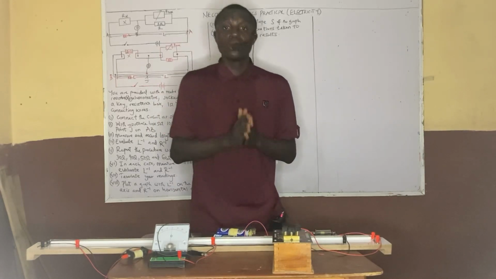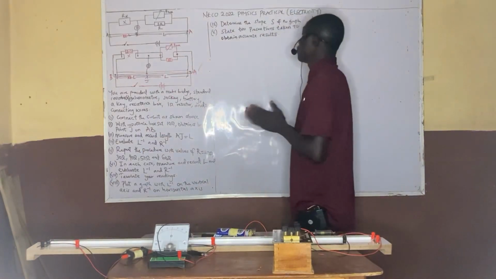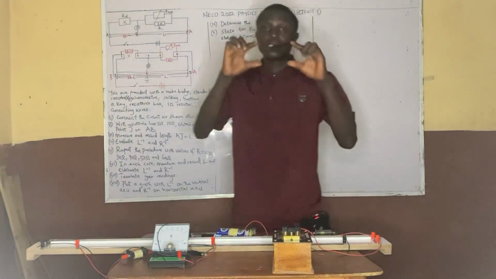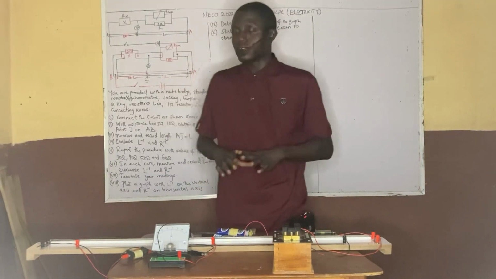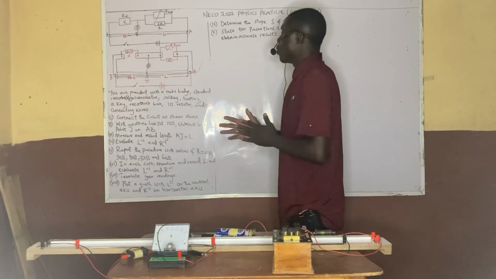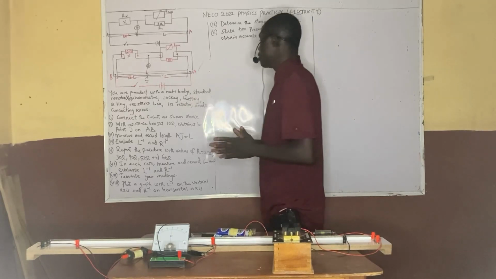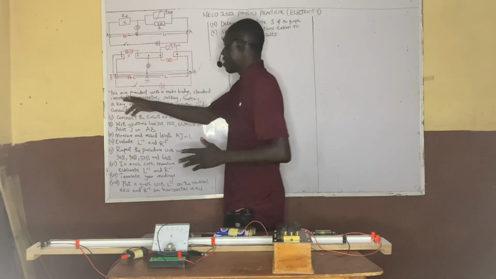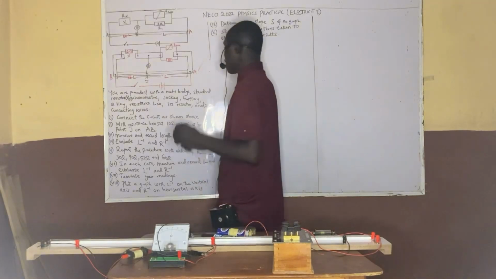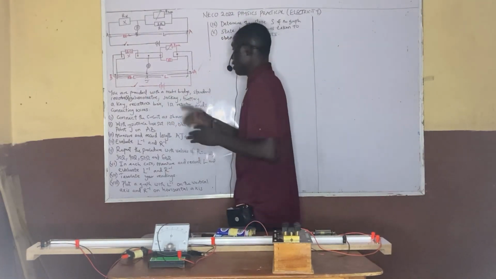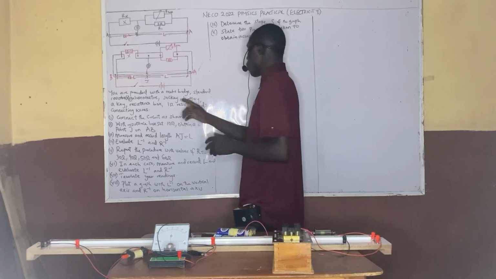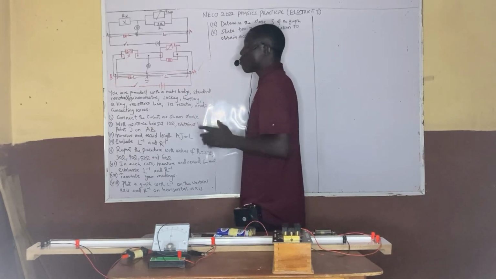Today I will be considering the NECO 2022 Physics Practical under the branch known as electricity. This year we are provided with a meter bridge, a standard resistor of X, a galvanometer, a jockey, a battery, a key, a resistor box, a 1 ohm resistor, and some connecting wires.